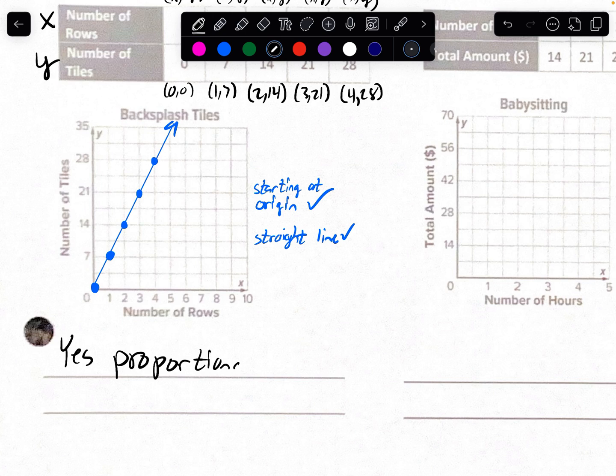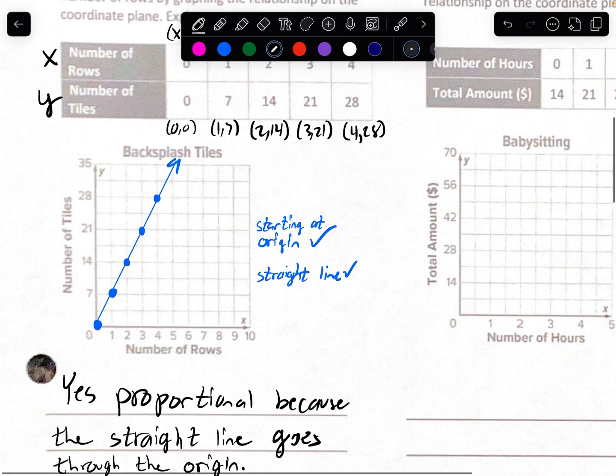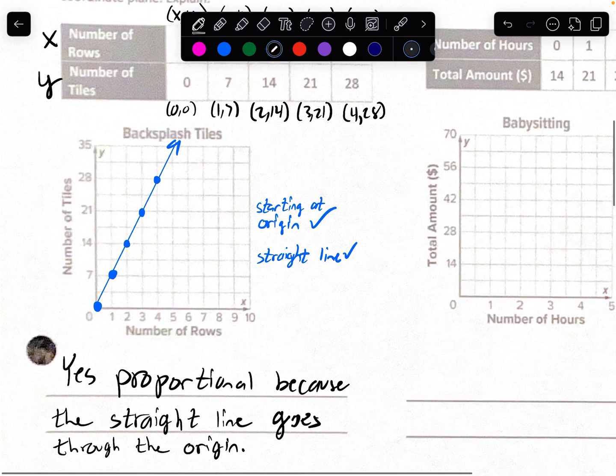because the straight line goes through the origin. So we should be seeing work like this.